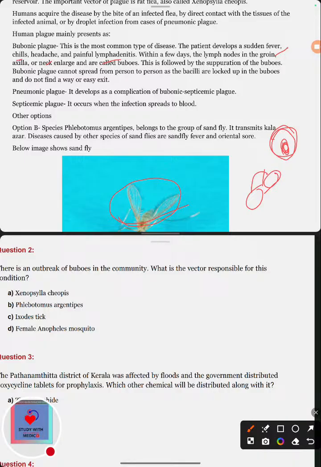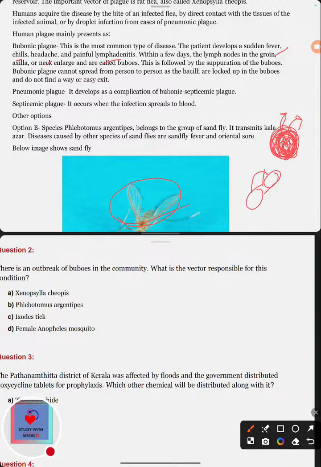Bubonic plague cannot spread from person to person as the bacilli are locked up in the buboes and do not find a way out easily. So from human to human, they cannot spread. But pneumonic plague can spread. Pneumonic plague develops as a complication of bubonic or septicemic plague, spreading within the body to the lungs. Septicemic plague occurs when the infection spreads to the blood.